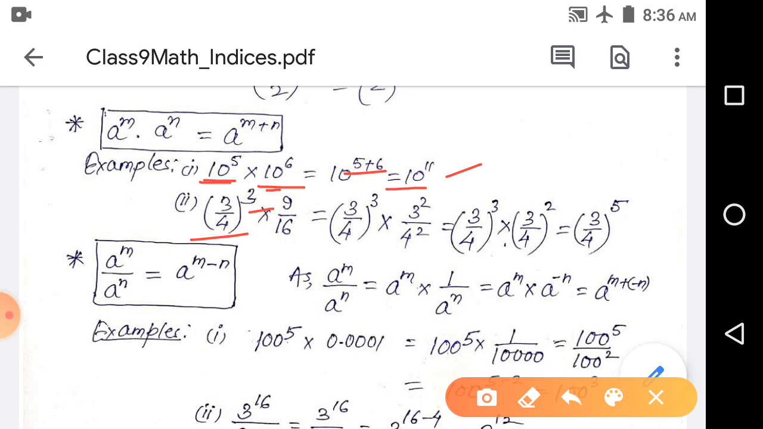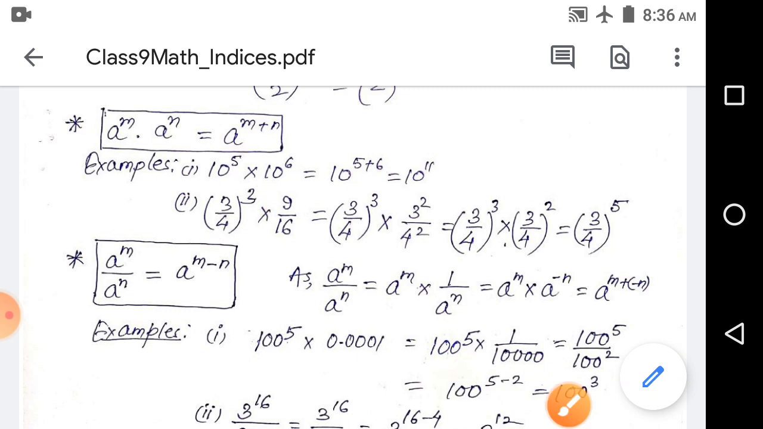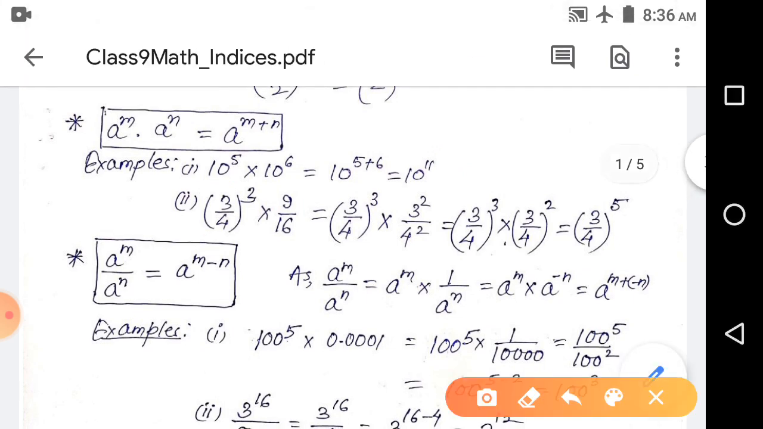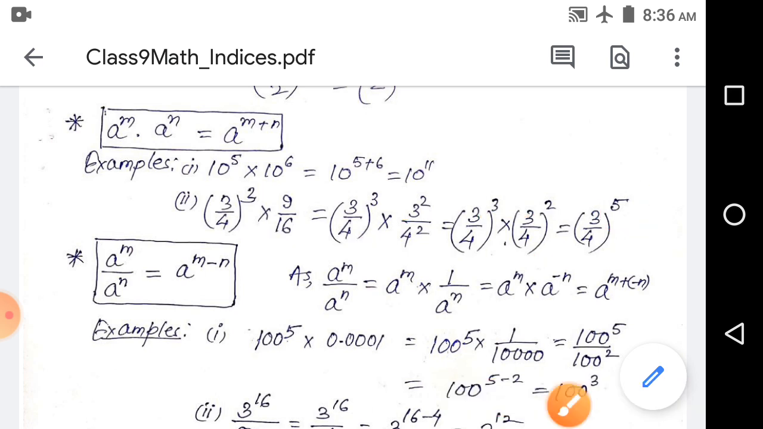See, this is (3 by 4) to the power 3 and 9 by 16. The bases are not the same, but we will make the bases exactly the same. How? It is (3 by 4) whole to the power 3, and this 9 by 16 can be written as 3 square by 4 square, and hence it can be written as (3 by 4) whole square. Now (3 by 4) to the power 3 and (3 by 4) to the power 2, those two bases are the same, 3 by 4, so the exponents are added. So (3 by 4) to the power 5, since 3 plus 2 is equal to 5.